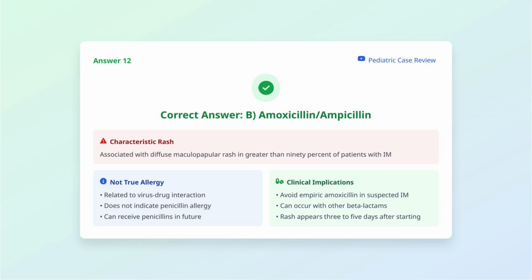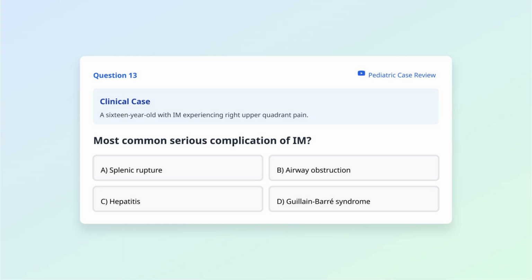For this reason, clinicians should avoid empiric amoxicillin when infectious mononucleosis is suspected and should consider alternative antibiotics or await diagnostic clarification before prescribing. A 16-year-old with infectious mononucleosis is experiencing right upper quadrant pain. What is the most common serious complication of infectious mononucleosis? Is it A, splenic rupture, B, airway obstruction, C, hepatitis, or D, Guillain-Barré syndrome?